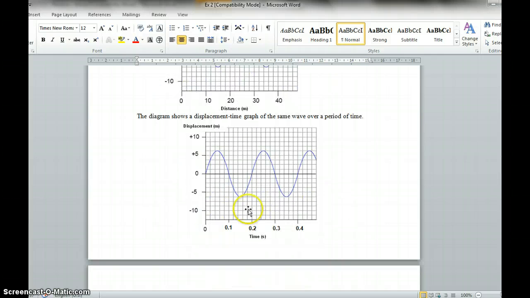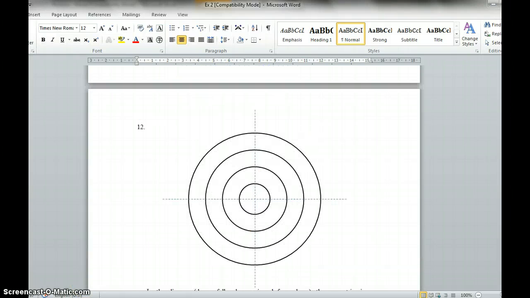For the next graph, the axis is in time, so we can only obtain period. One complete wave takes 0.2 seconds, so the period is 0.2 seconds by definition. Alright, next.